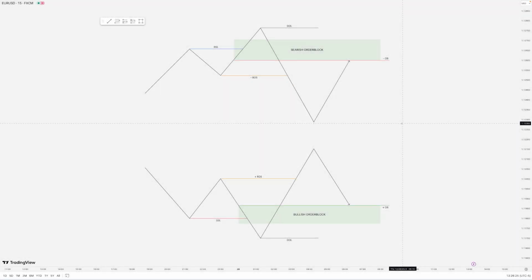And welcome to ICT Simplified. Today you're going to learn about the ICT order block. I'll teach you what creates them, how to identify them, and finally how to use them.